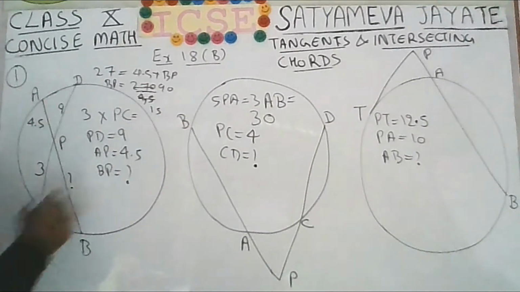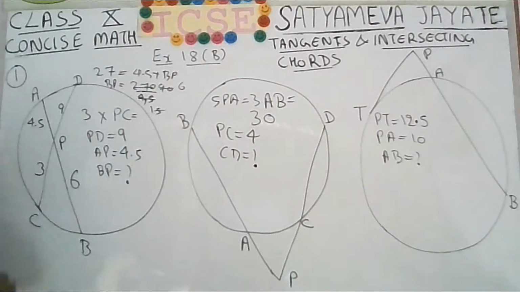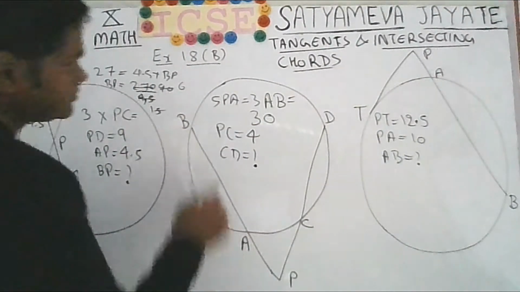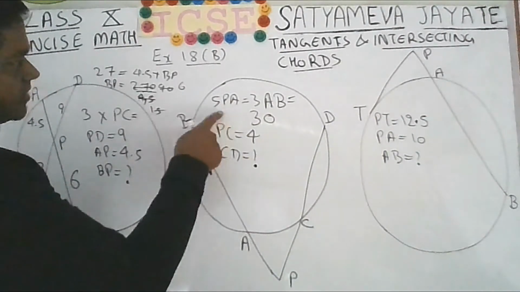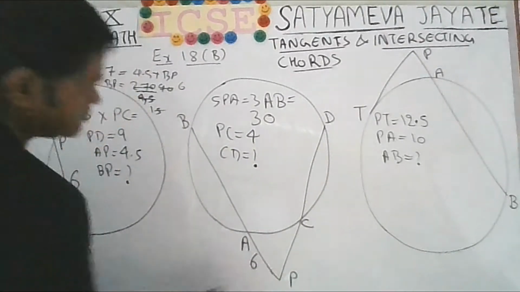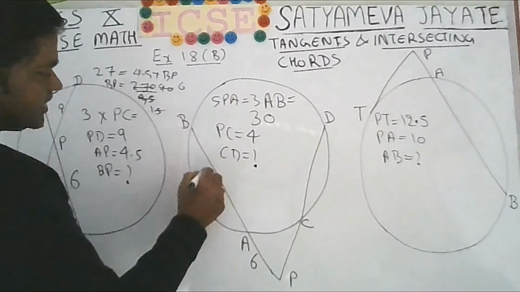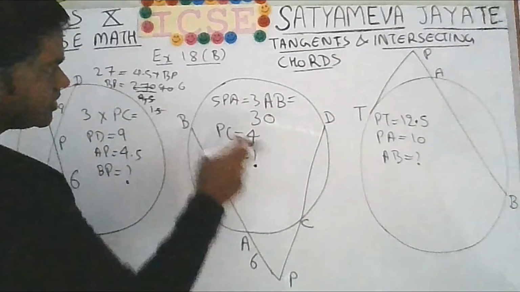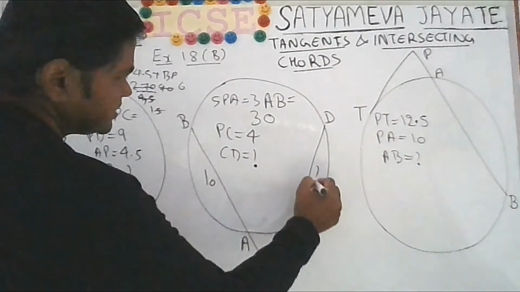So BP will come out to be 6 centimeter. So this will be 6. Now next in this figure, 5 times AP is equal to 3 times AB is equal to 30. It means AP is 6. So this AP is 6. Okay. And AB will be your 10, 30 divided by 3 is 10. Then PC is 4. You have to find CD, this length.